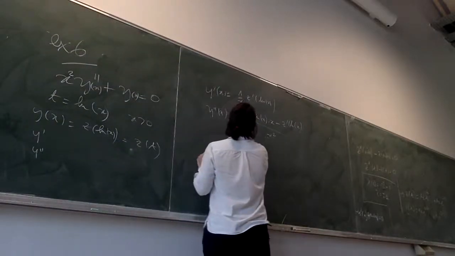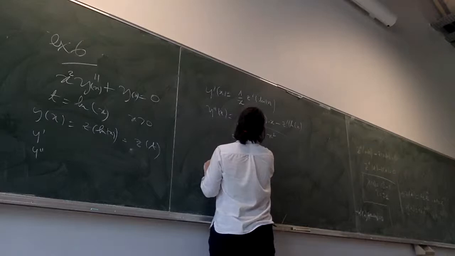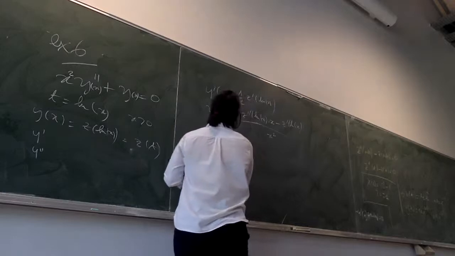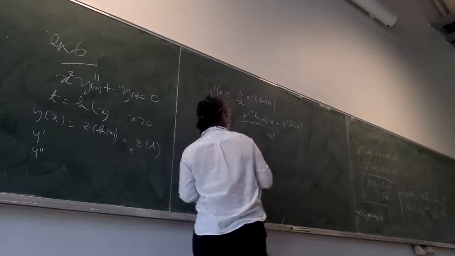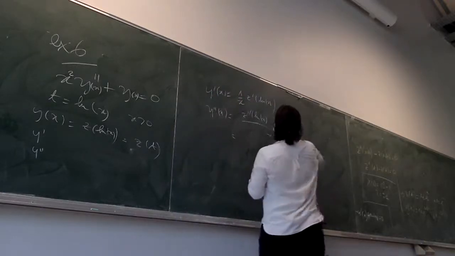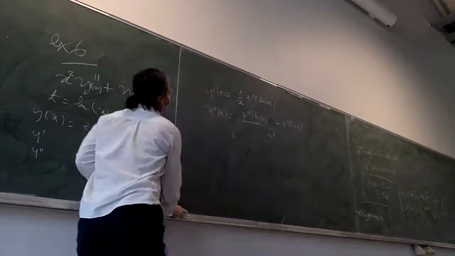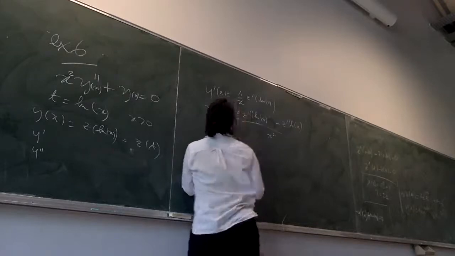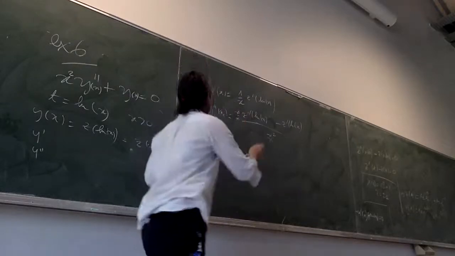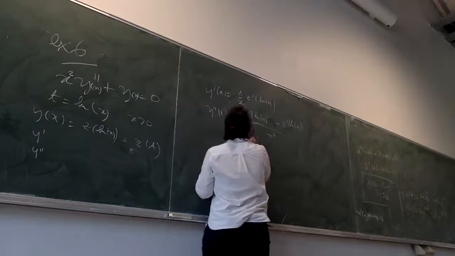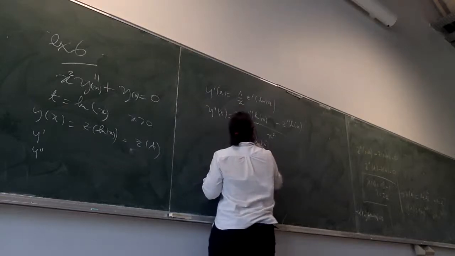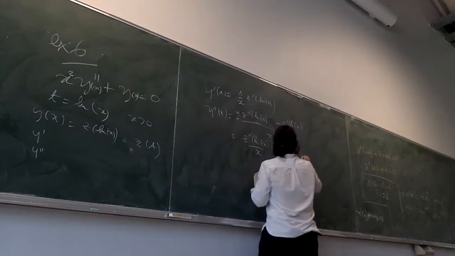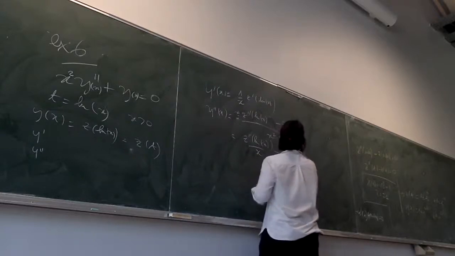So 1 over x, multiply by x, divide by x. Okay. So z second over x squared minus z prime of ln of x over x squared.